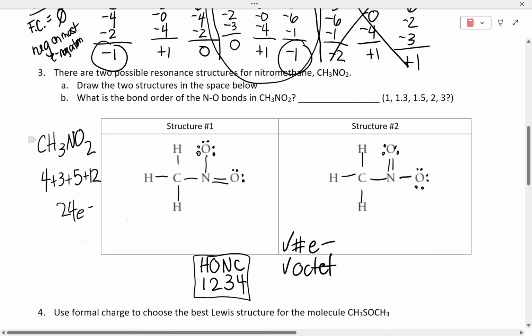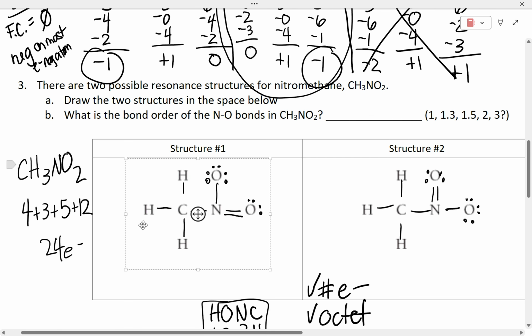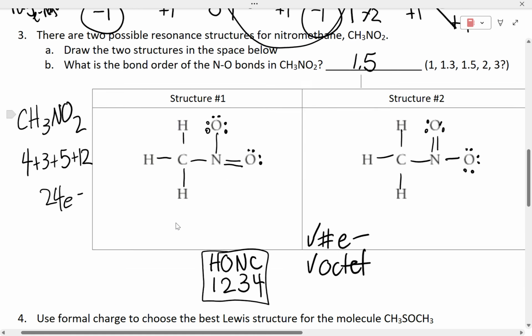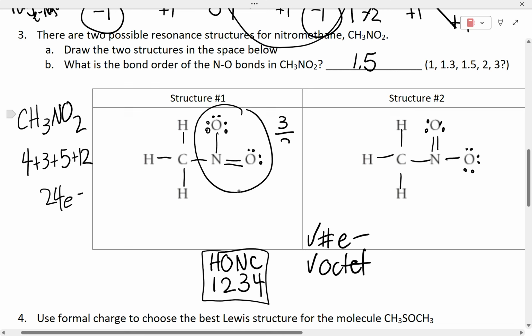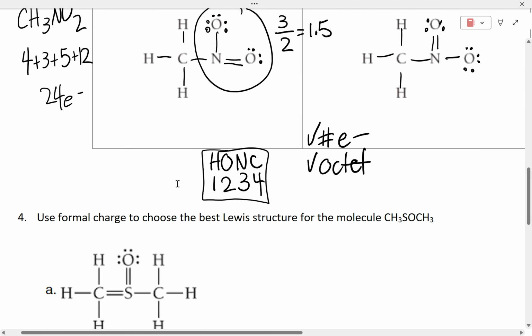Anyways, I got a little off topic here. What's the bond order? So we've got a double bond that's spending half its time over here, half its time over here. So my bond order is 1.5. So it's in between a single bond and a double bond. Another way of thinking about it, if you look over here, we've got 3 bonds split between 2 locations. So 1.5 is my bond order.